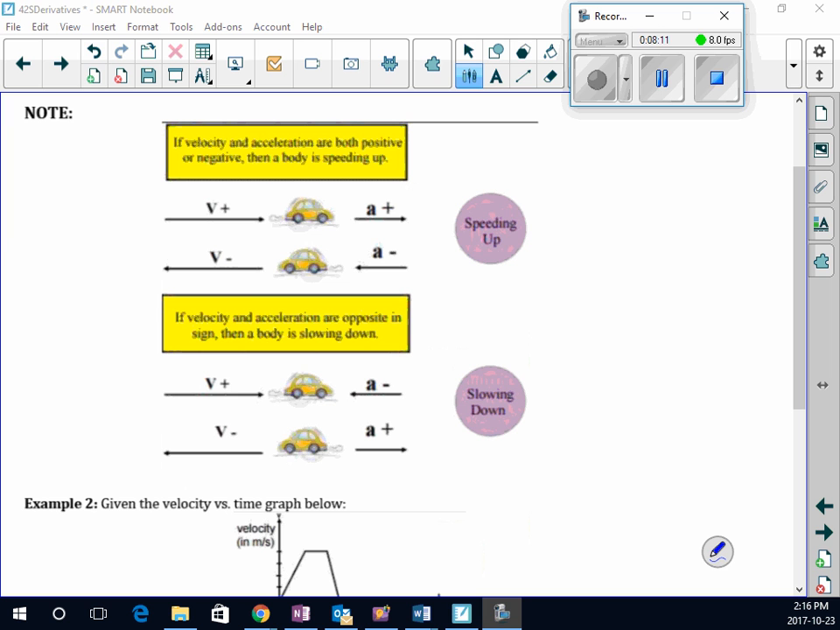Okay, if velocity and acceleration are both positive or both negative, then a body is speeding up. You should put this on your little cards as well. So if velocity is positive and acceleration is positive, you are speeding up. If velocity is negative and your acceleration is negative, you're also speeding up. If velocity and acceleration are opposite in sign, then the body is slowing down. So for instance, if the velocity is positive and your acceleration is negative, you're slowing down. If your velocity is negative and your acceleration is positive, you're still slowing down.